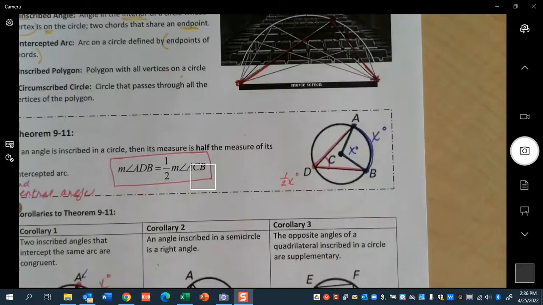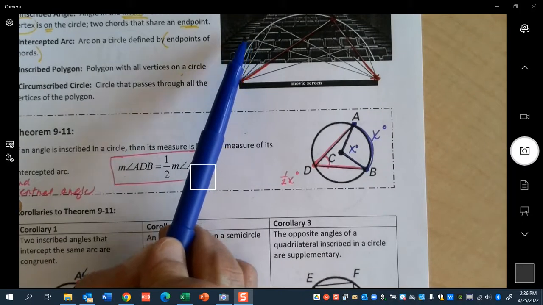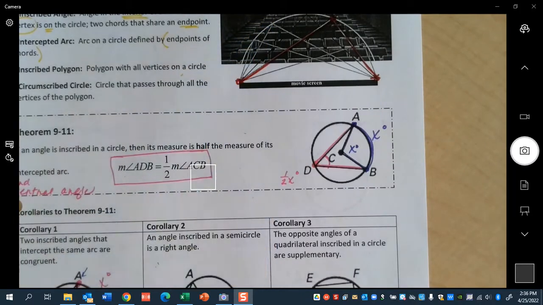Just in case you're curious, we sat here. Handsome likes to be on the aisle. But we had great seats.